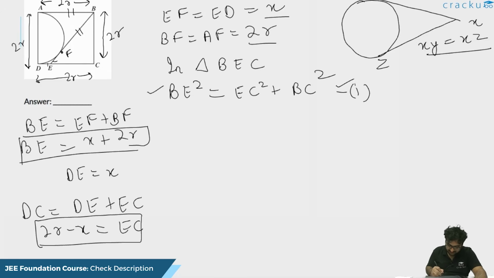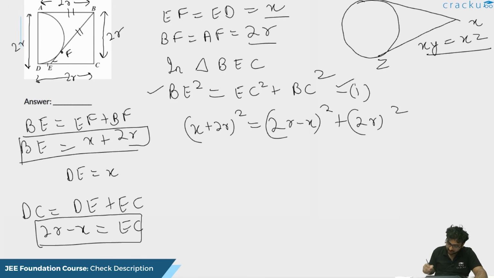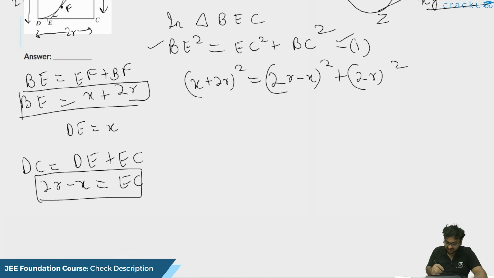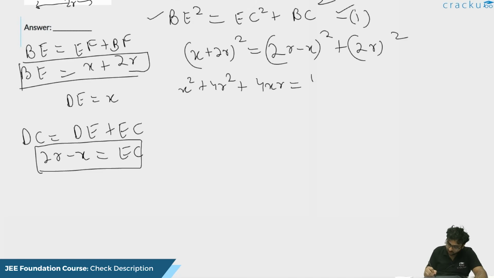So BE is what? X plus 2R whole square. What is EC? EC is 2R minus X whole square. What is BC? BC is 2R whole square. So what will this be? So x square plus 4R square plus 4xr will be equal to what? 4R square minus 4xr plus x square plus 4R square.